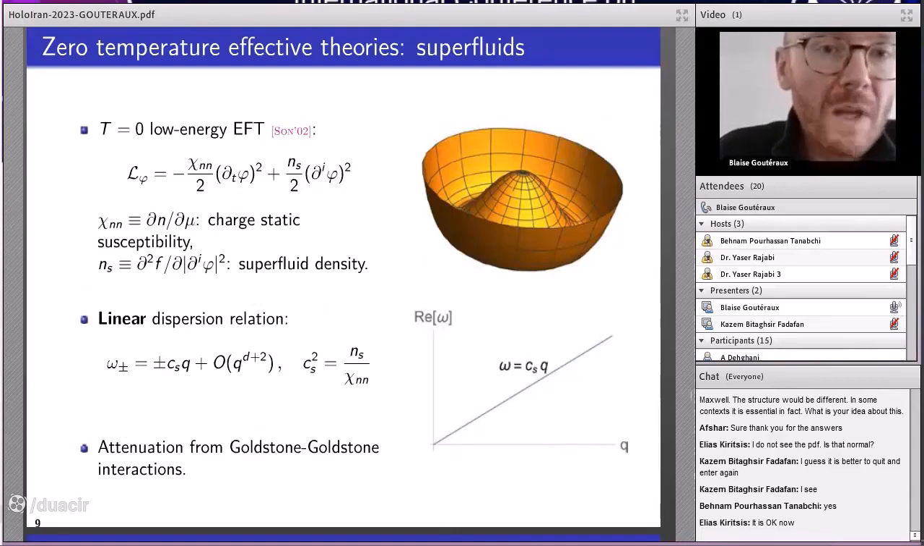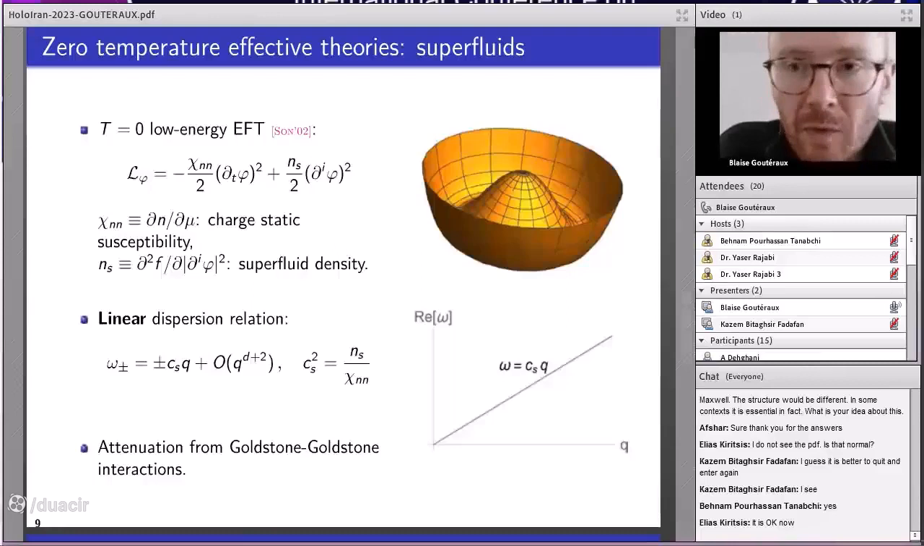So a superfluid phase of matter arises when a global U(1) symmetry is spontaneously broken, and then this gives rise to a gapless Goldstone mode. There's a very simple zero-temperature, low-energy effective field theory that one can write in terms of gradients of the Goldstone mode, which is phi. We see again the static charge susceptibility, chi. Now there's a new static susceptibility that multiplies the term which is quadratic in gradients of phi. This is the superfluid density.